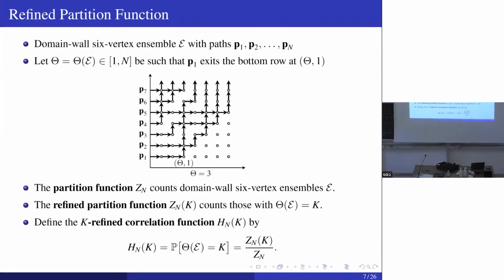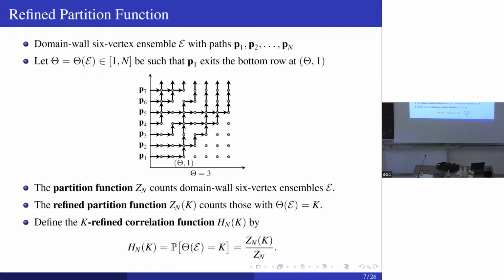Okay, so let me start by recalling how the tangent method works exactly, if nothing else, just to set up notation, which will be useful in making it rigorous. We'll start with some domain wall 6-vertex ensemble E, and it has these paths P1, P2, all the way to Pn. We'll let theta denote the place where the bottommost path exits the bottommost row. So this theta here is 3, for example.